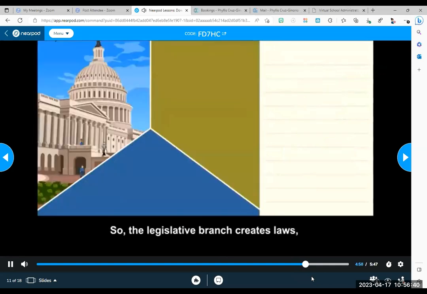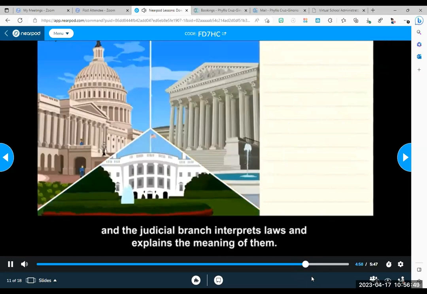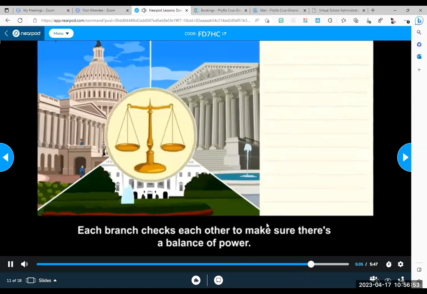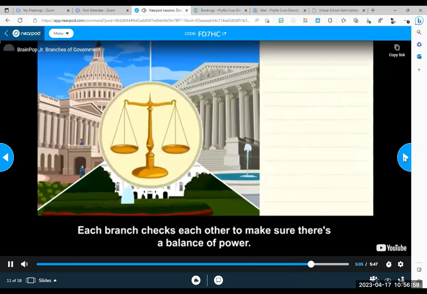So, the legislative branch creates laws, the executive branch carries out the laws, and the judicial branch interprets laws and explains the meaning of them. You're going to need to remember the word interpret. Each branch checks each other to make sure there's a balance. Okay, guys, interpreting the law means you're explaining what it means.